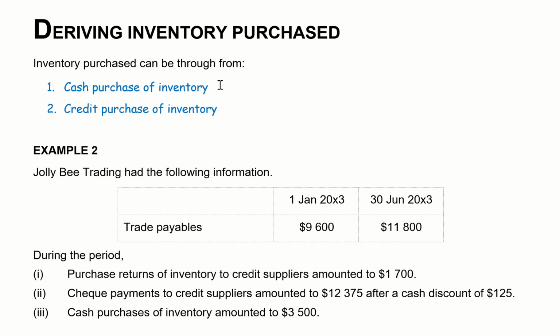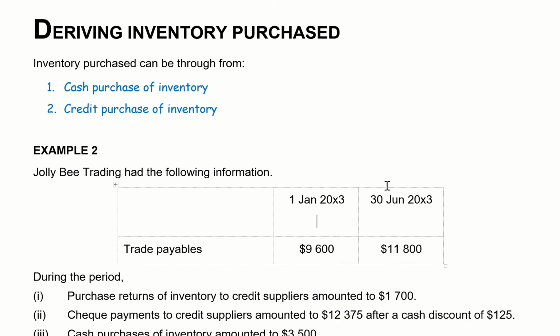Let's take a look at example 2, riding on Jollibee Trading again. Examples 1, 2, 3 are all connected to each other. Jollibee Trading had the following information for the 6 months. The beginning balance of the trade payables account is $9,600, and the ending balance at the end of the period is $11,800.